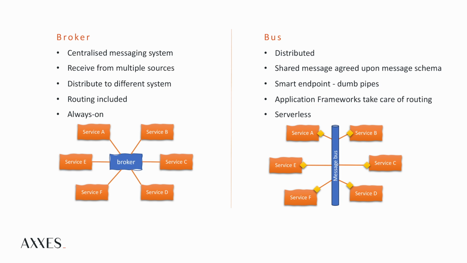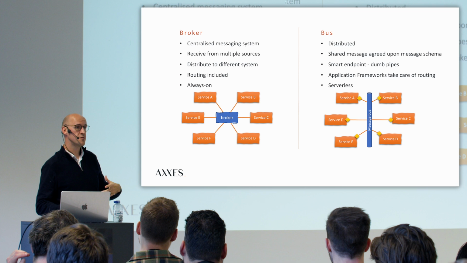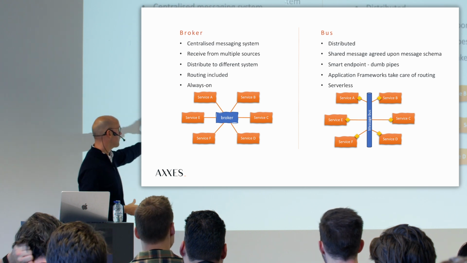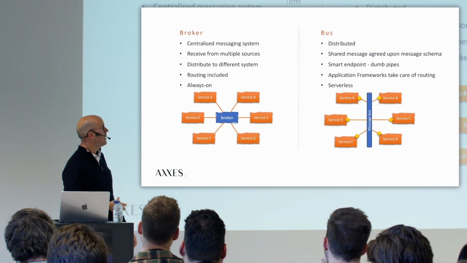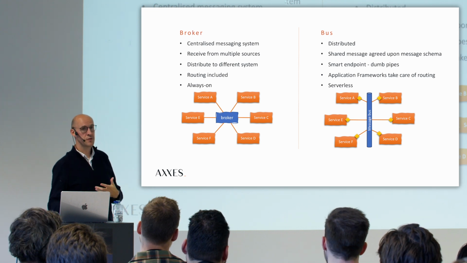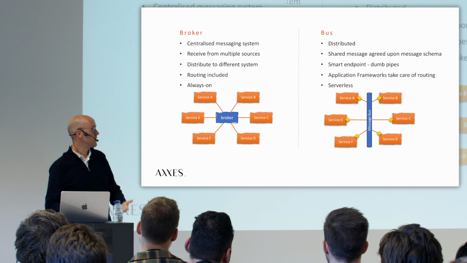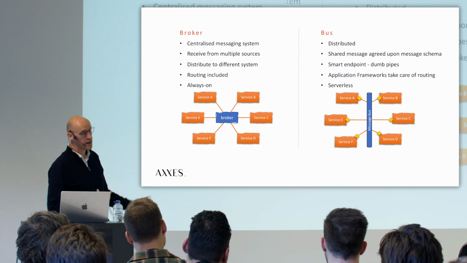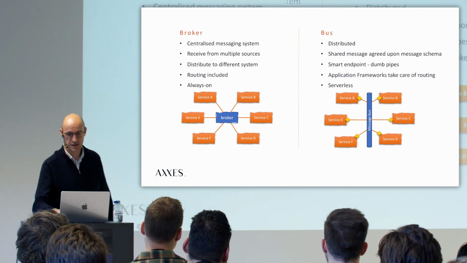On the other hand, you have the principle of smart endpoints and dumb pipes. So all the logic is not inside your system itself. It is the endpoints who are responsible for sending a message to the other service, whereas in a broker the knowledge is there. For example, if you're using application frameworks, they are going to take care of that knowledge of routing. And most of the time, buses are serverless.